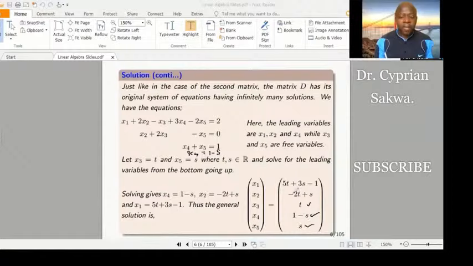So I'm left with x2, which I want to get. Now I come to this equation, make x2 the subject. So x2 is 0 minus 2x3 plus x5. X5, we know what it is.